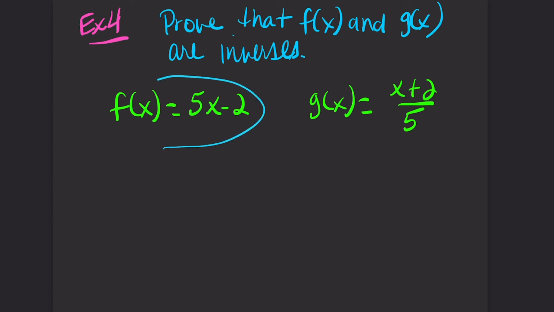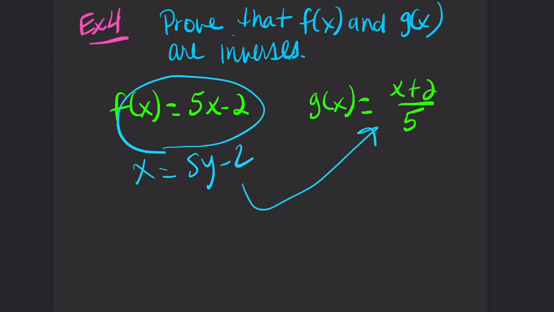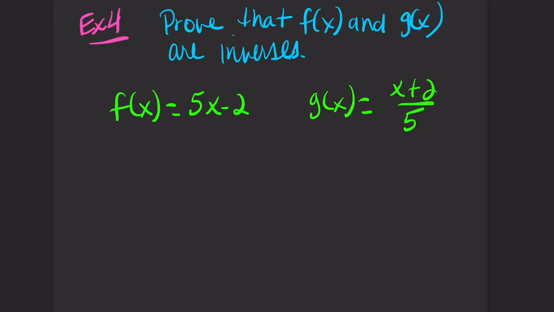Another way you could have done it is manually. You would have taken f of x, switched the x and the y, and solved for y. And if it gave you g of x, then you would have said, yes, those are inverses. But today we are going to use composition of functions to help us prove if functions are inverses or not. So here's how you do it.